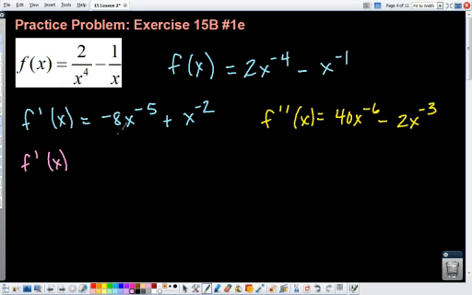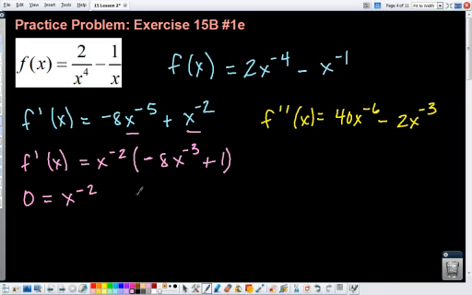So what I notice is both of these terms have x to the negative 2 in common. Okay, so I'm going to pull that out. I'm going to have negative 8 here, x to the negative 3. So I'm just dividing negative 8x to the power of negative 5 by x to the power of negative 2. It's the quotient rule of exponents, so we subtract the exponents, so I'm getting x to the negative third power plus 1. Okay, so if I want to set these equal to 0, I'm going to do it by each part of our equation.